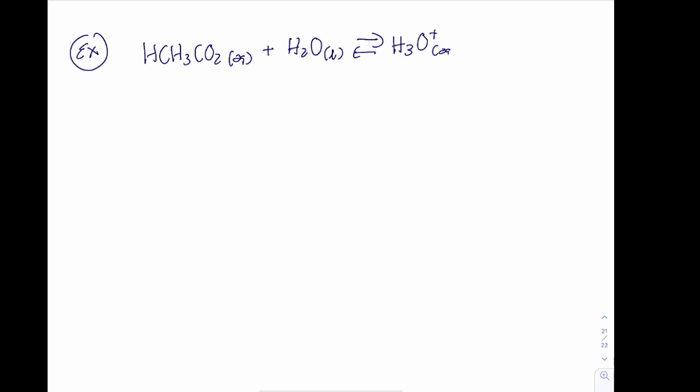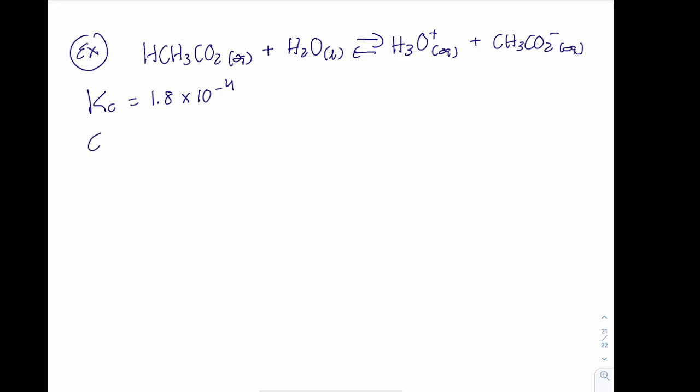So in the problem here, I'm going to have acetic acid, which is CH3CO2H, and it's aqueous. It's going to be reacting with water, liquid. And we're producing hydronium ions, H3O+, which is aqueous, plus acetate ions. Acetate was one of the polyatomic ions that you would have learned in 150 or 151. Our equilibrium constant for this reaction is 1.8 times 10 to the negative fourth.